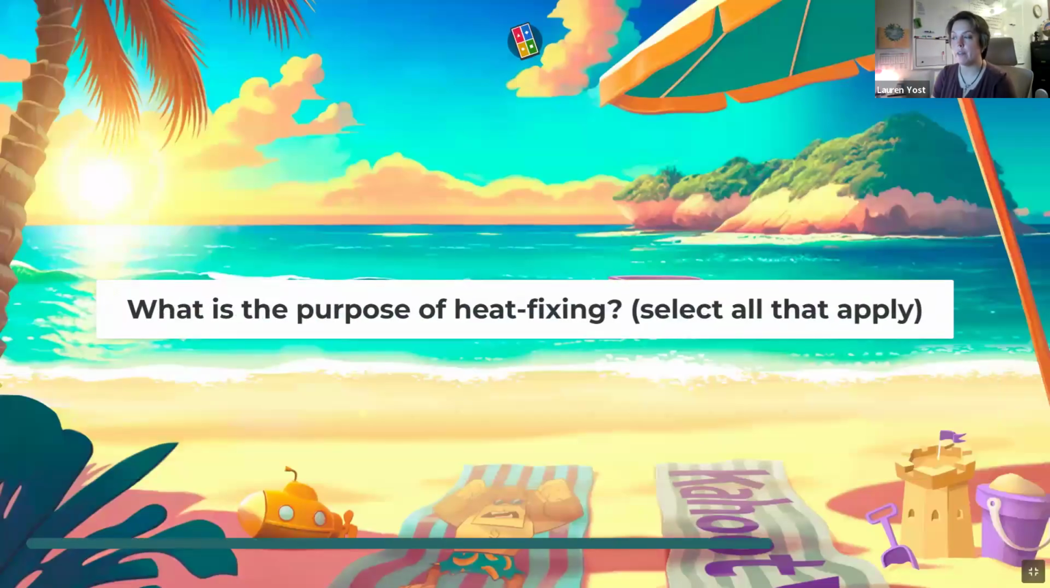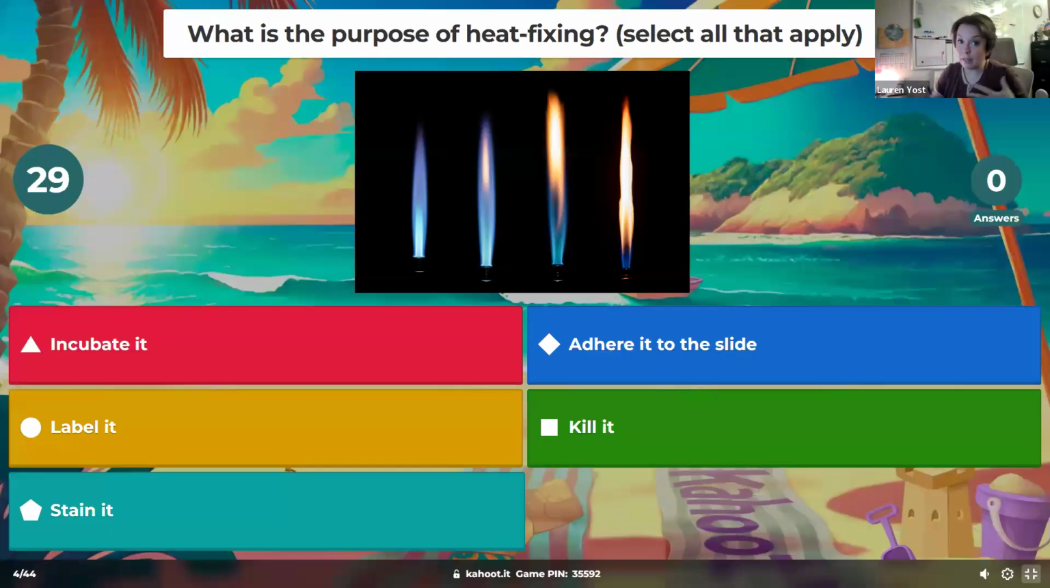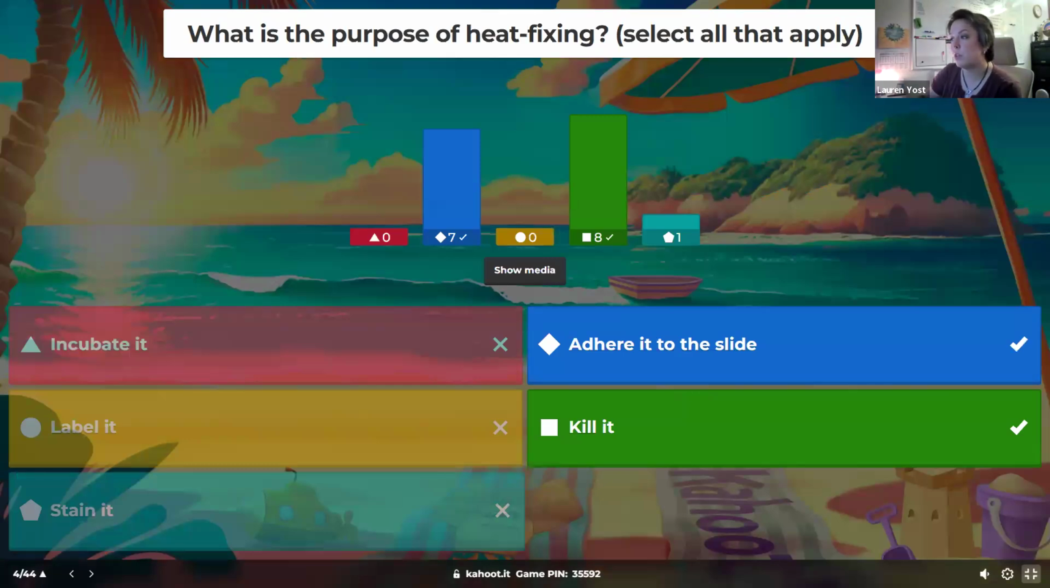So what is the purpose of heat fixing? Select all that apply. You won't have select all that apply on my test. It'll be one answer will be correct, but there will be all of the above or none of the above. Those will be choices on some of the questions. Right. So this is going to be adhering it to the slide and killing the microbes. Nobody chose these two over here, but some people did say stain it. Is the heat fix itself staining the slide? No, it might be preparing it and making it better suited for the staining procedure itself, but the heat fixing isn't actually part of the stain. It's not staining the cells, right?